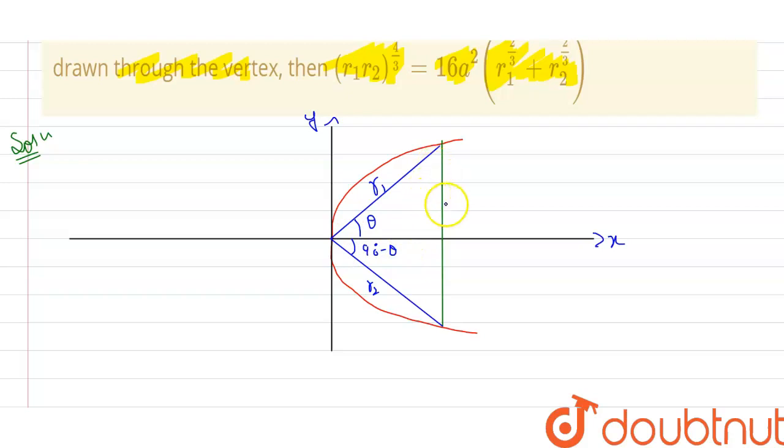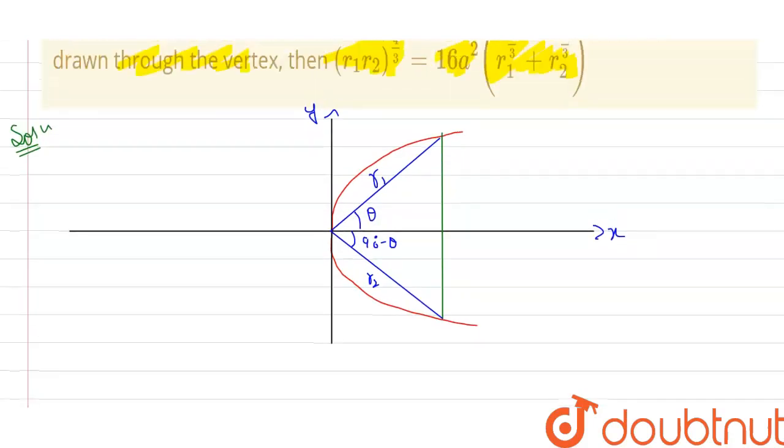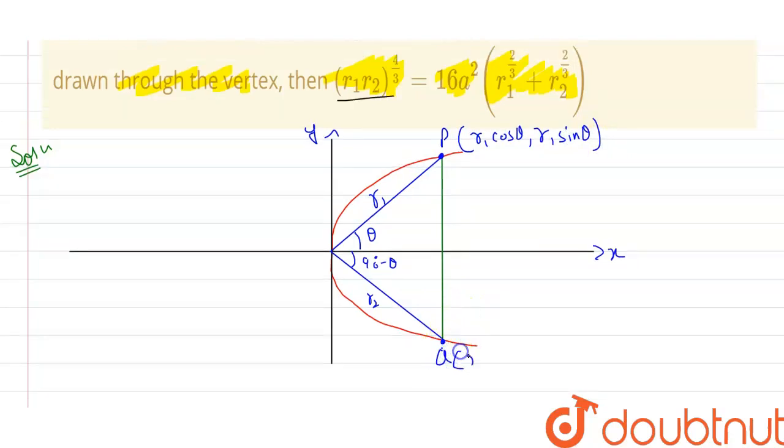Now what are the coordinates of this point, P, and this point, Q? Let's suppose this point is P and this point is Q. In parametric form, P will be R1 cos theta, comma, R1 sin theta. Similarly, Q will be R2 sin theta, comma, minus R2 cos theta. Also let's mark this point as A.